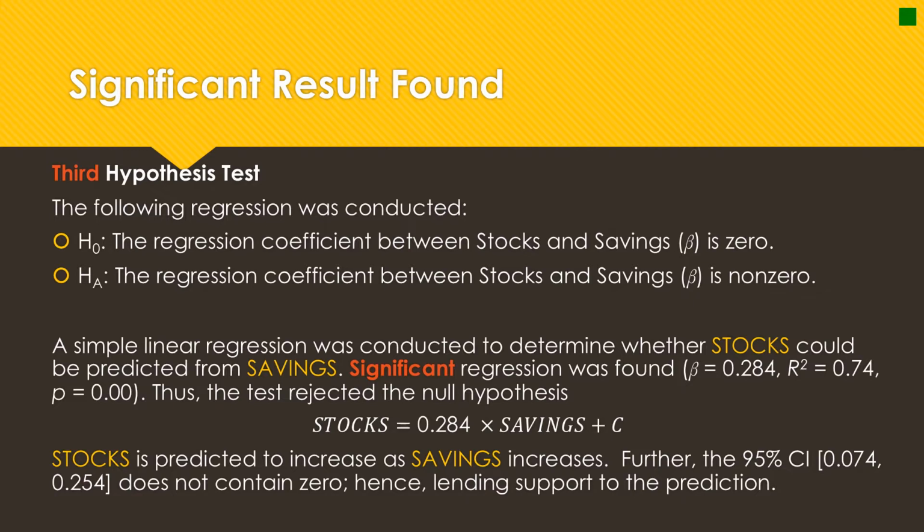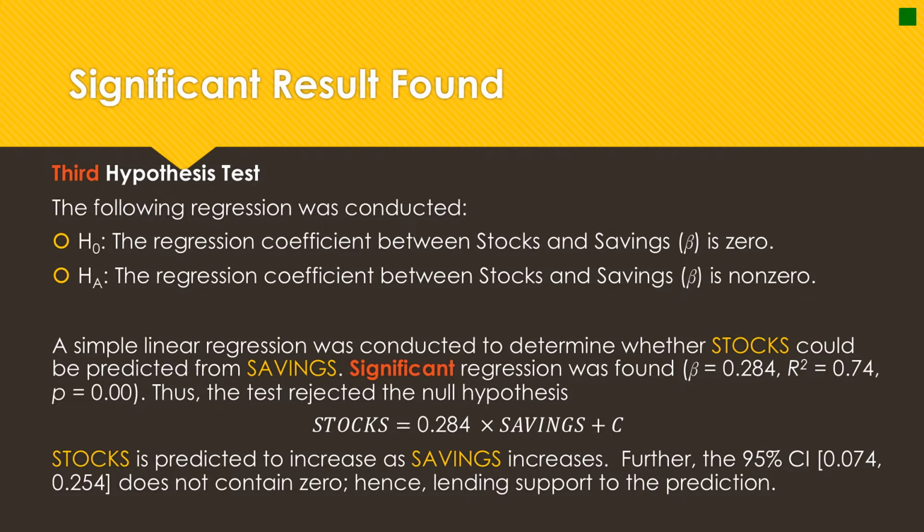Oh yes, the p-value is 0.00. It means the p-value is less than alpha again, so there is a significant regression. So stocks is our dependent variable, savings is the independent variable, and beta, which is the slope, is 0.284. So what we can say from it is that stocks are predicted to increase as savings increase.